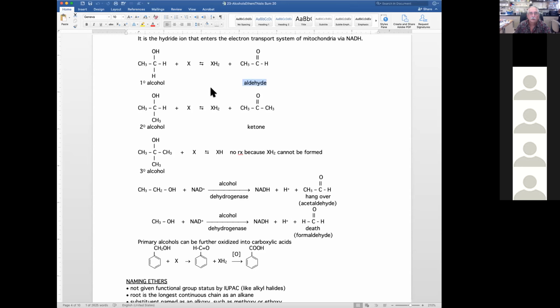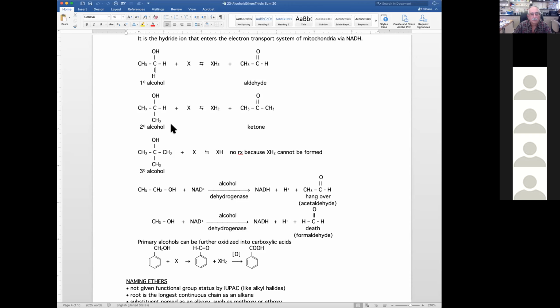So in general, a primary alcohol is oxidized to an aldehyde. You can memorize that, or you can go and look at, oh, here's X. What does X want to do? It wants to do XH2. Are there 2 hydrogens that are available on the molecule? Yes. In fact, what you should be doing is a combination of those 2 mentalities.